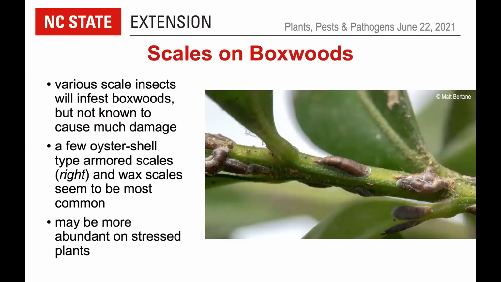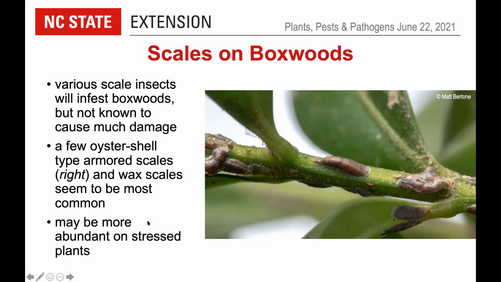Now, of course, there are some scales on boxwoods, but these are rarely a huge issue. So there are various ones, but not known to cause much damage. And honestly, they seem to be probably more common in stressed or declining boxwoods where they don't have the defenses. So although there are a lot of species that can affect boxwood, we don't see them very often, or when we do, the boxwoods may be fine with low populations of the scales, or maybe suffering and they'll have more scales on them.